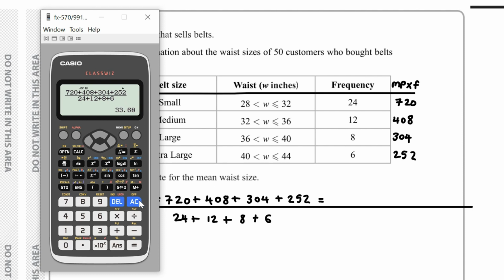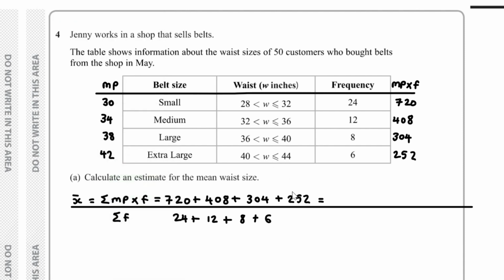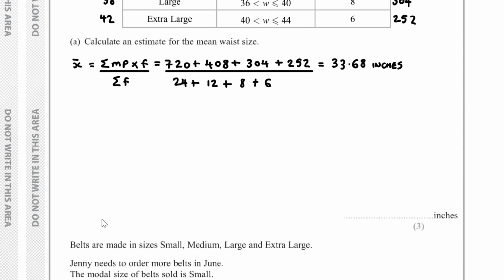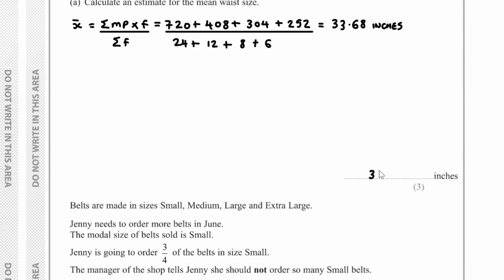It turns out we get 33.68. So we have 33.68 as the mean waist size. And let's write down the units, because here we've got inches. Okay, so let's just tidy all of this up. So here is how we work out the mean. So therefore we have 33.68 inches.